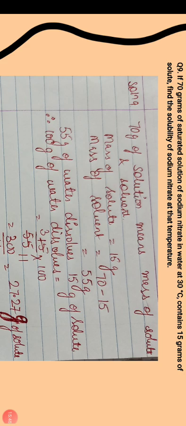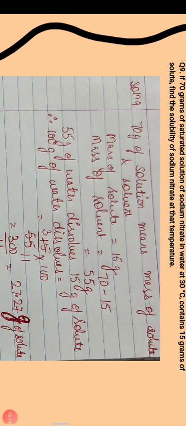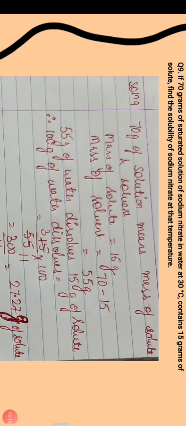So as per the statement, 55 grams of water dissolves 15 grams of solute, and to find out the solubility we require 100 grams of water. So we will apply the unitary method again. 100 grams of water will dissolve 15 upon 55 into 100. By simply calculating, your answer will be 27.27 grams of solute. So this is the solubility of sodium nitrate at 30 degrees Celsius.